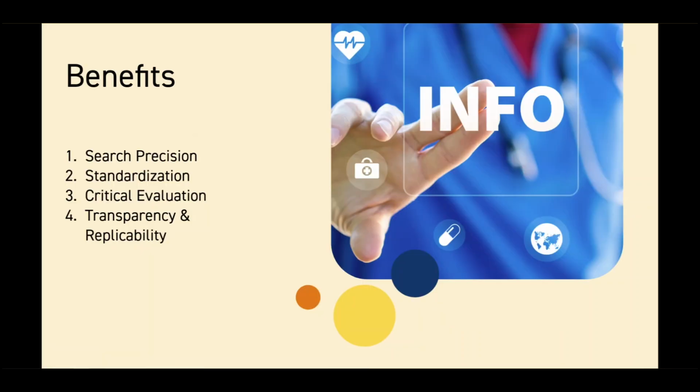For benefits of using the PICO framework, search precision. PICO increases the number of relevant results. It creates a standardized approach promoting consistency and methodology, which allows for a better comparison between studies. The PICO framework can also help with critical evaluation and help you determine how relevant a source is. And finally, stating the PICO elements in your own research enhances transparency and makes it easier for others to replicate your results, thereby increasing your credibility.